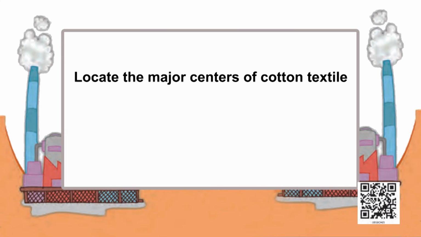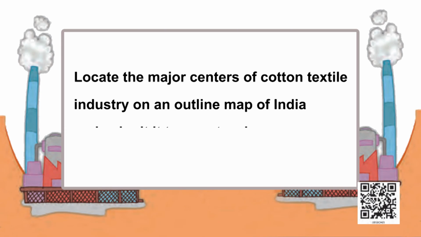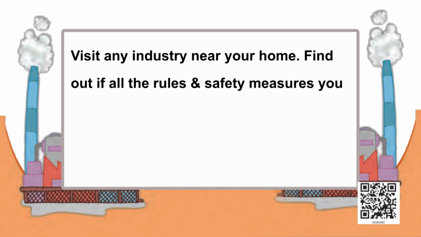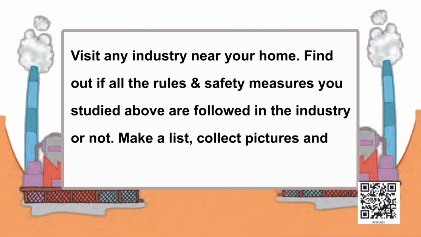Dear students, here is some homework for you. Locate the major cotton textile industries on an outline map of India and submit it to your teacher. Visit any industry near your home. Find out if all the rules and safety measures are followed in the industry or not. Make a list, collect pictures and submit it to your teacher.